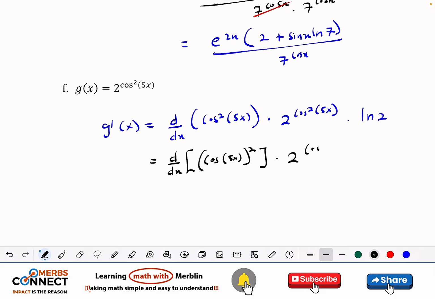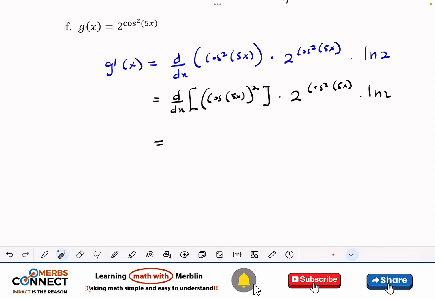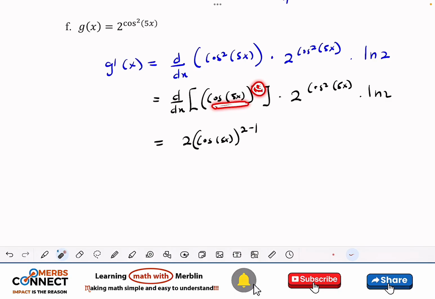Times cos 2x squared 5x times ln of 2. So now let's differentiate. Let's use the power rule and chain rule to do it first. So 2 down, cos 5x all squared minus 1. So we've used the power rule to work with this one without touching what is inside.